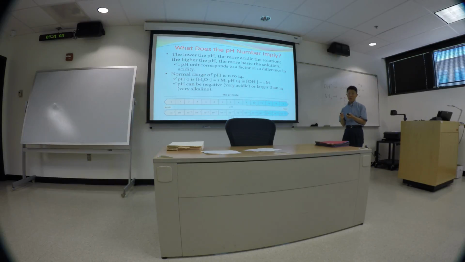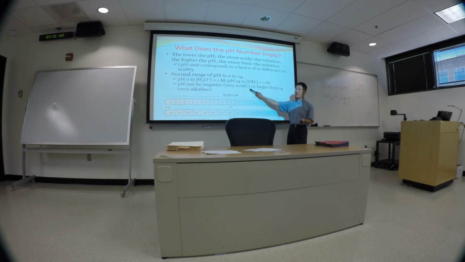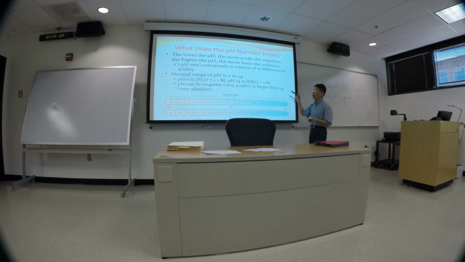HCl solution, for example, the concentration would be 0.1. The negative log of 0.1 gives a positive pH of 1, because there's a negative sign to begin with. When the concentration is higher than 1 molar, you could end up with a negative pH. A negative number indicates a very acidic solution, with a very high concentration of hydronium ion. And larger than 14 means it's a very basic solution.